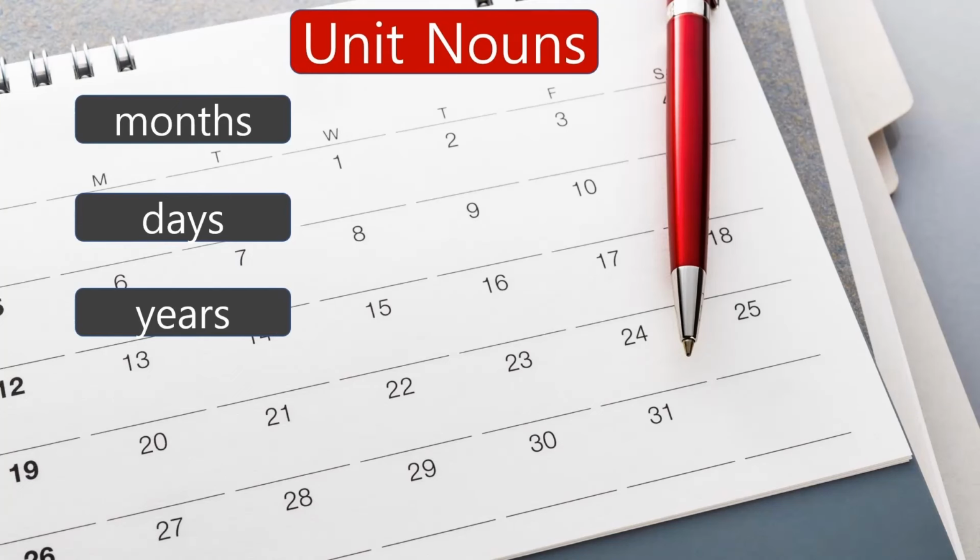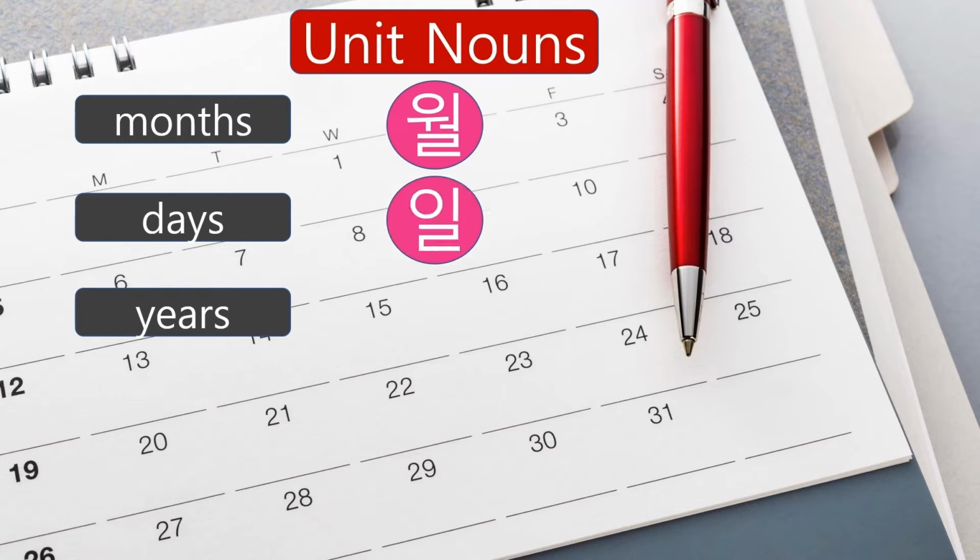Dates are generally used along with the unit nouns. For example, January is 1월, 1월. Here, 월 is a unit noun for month, and 일 is a unit noun for days, and 년 is a unit noun for years. 월, 일, 년.